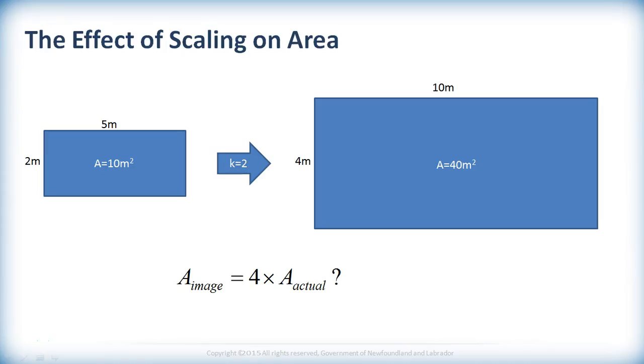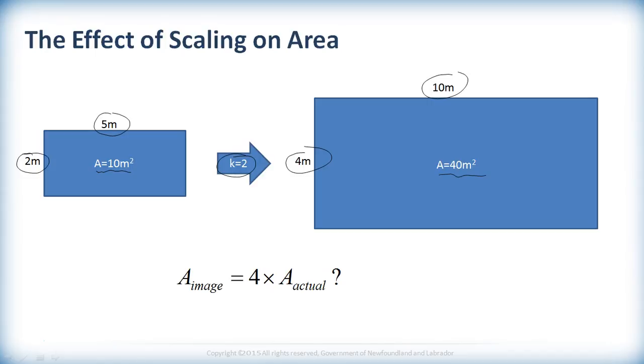Alrighty, so let's look at the creation of an image from an original, or an actual, here of a small rectangle that we're going to scale up this time. So it had a length and width of 2 and 5, and we scale it up by a scale factor of k equals 2. So the 2 becomes a 4 and the 5 becomes a 10. Okay, so if the original area, 2 by 5, was 10 meters squared, then the new area, length times width, 10 times 4, is 40 meters squared.